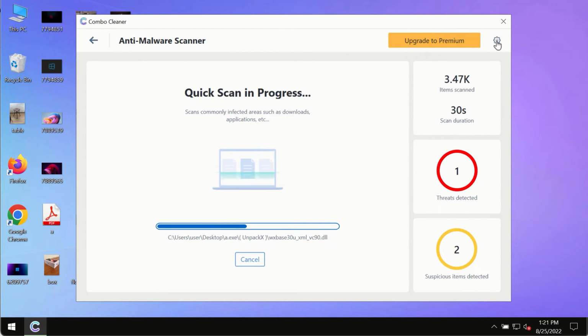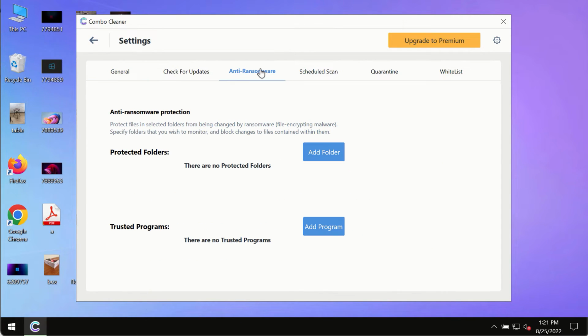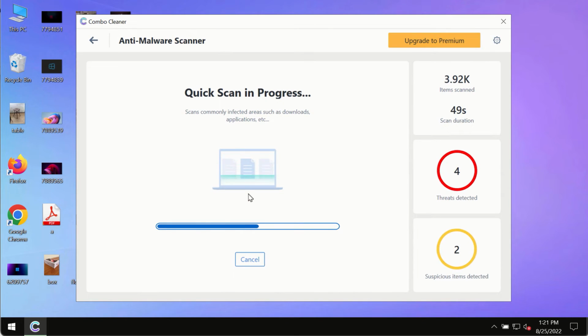While the scanning by Combo Cleaner is taking place, please pay attention to several features in Combo Cleaner, such as anti-ransomware. This feature, for instance, allows you to add several folders that will always be protected against ransomware or malware attacks. At the end of the scanning, you will see the detailed summary of all the threats which were found on your computer. You will be able to know the names of all these threats, the locations of all these threats on your computer, and of course, based on that summary, you will be able to remove certain threats manually.